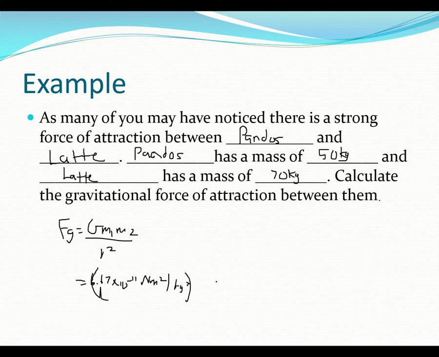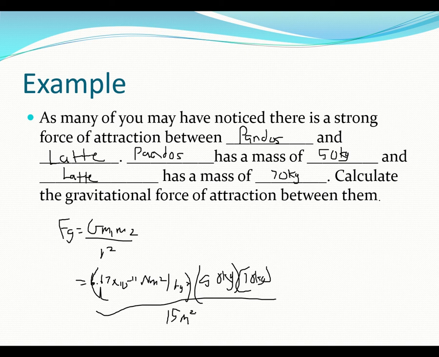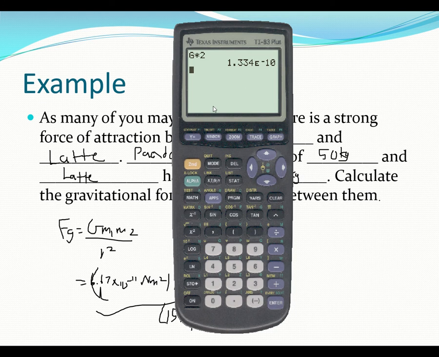Okay, so mass 1, it doesn't matter who mass 1 and mass 2 is. Mass 1 is 50 kilograms, mass 2 is 70 kilograms, and we're a distance of, what did I say? Let's see, we're 15 meters apart right now. We have to remember to square that. So we can type that into our calculator.